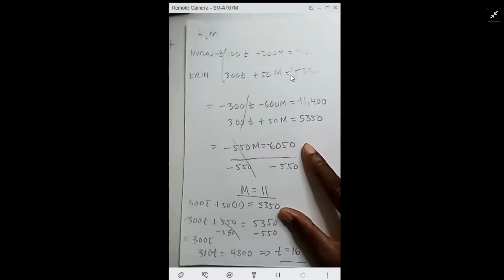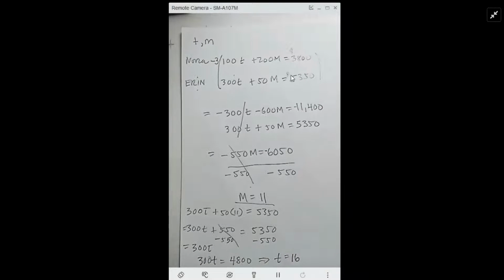And so with the system of equations, we want to eliminate one of the variables. In this case, I'm going to eliminate the T by multiplying through by a -3, because that -3 is going to make this 100 a -300. I'll be able to cancel out that 300 there. So I'll multiply this entire top equation by a -3. And as you see here, those cancel out. -3 times 200 is -600, -3 times 3,800 is -11,400.